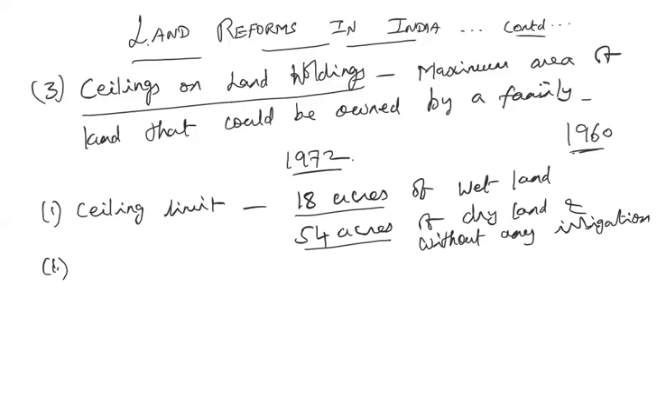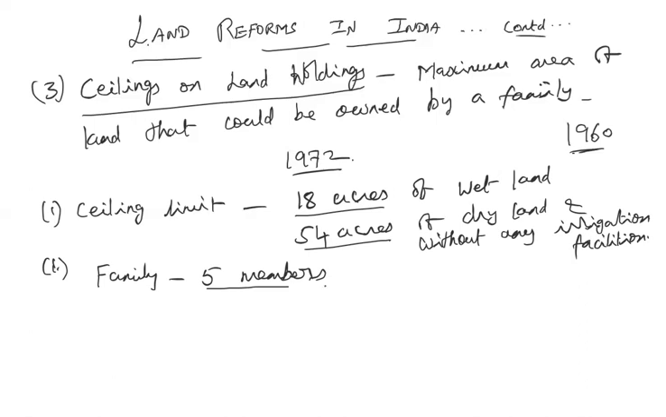Then the second measure is how we define the family. If you're saying a family can own 18 acres of wetland or 54 acres of dry land without irrigation facilities, then what is that family? How do you identify the limit of that family? The family should consist of 5 members.